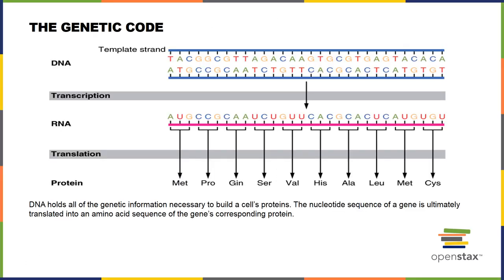Now, the genetic code consists of a three-base sequence of DNA. Each three-base sequence is represented by a codon. A codon is a complementary three-base sequence on messenger RNA. So you can see that we have the template strand of DNA. Through transcription, we make RNA, and then through translation, we make the proteins.